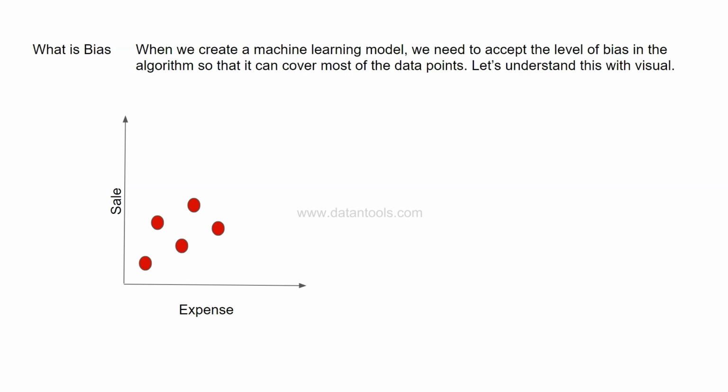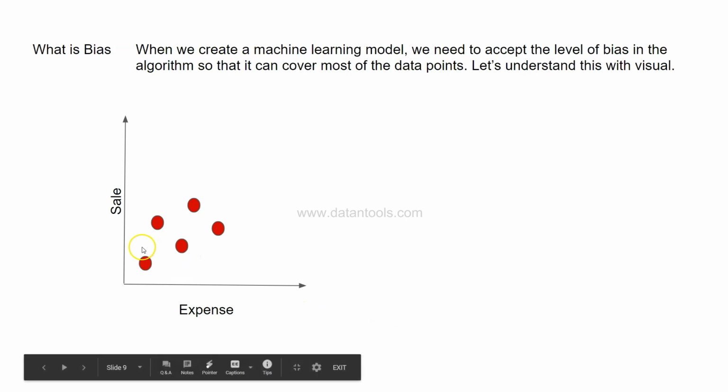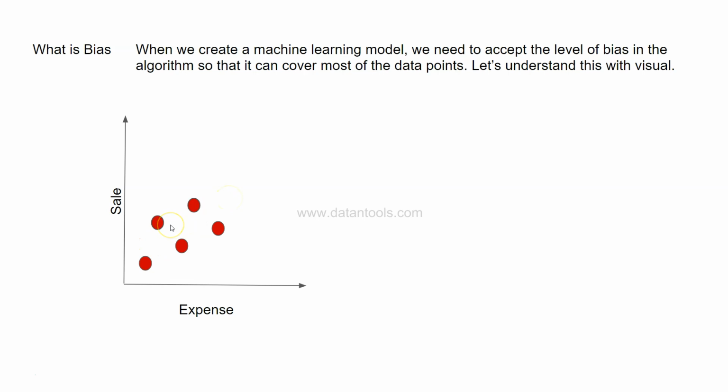Now, if we need to identify what the sale will be at a particular level of marketing expense, we need to fit an algorithm so that we can do the prediction. Since these data points represent a linear trend, it is a good candidate for a linear equation or OLS, which is the ordinary least squares method.